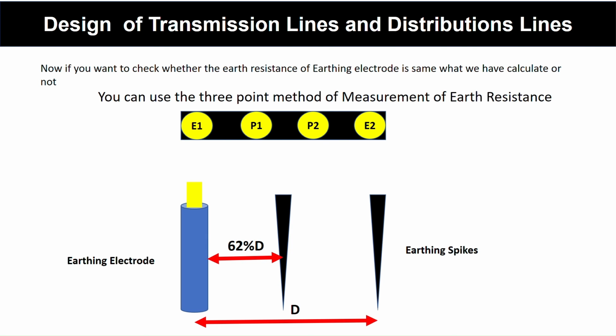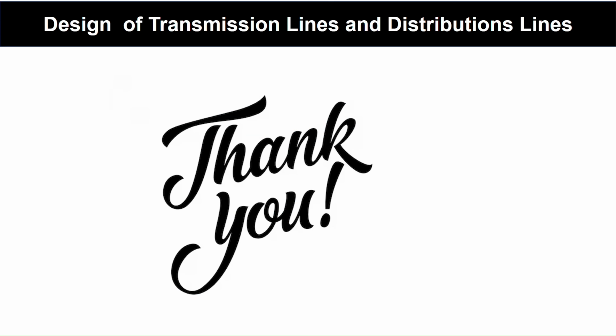First we short circuit P1 and E1, then connect E1 to the earthing electrode, then connect P2 to the middle spike and E to the outer spike, and press the test button on the earth resistance tester, and you will get the value of the earth resistance of the earthing electrode. Thank you.